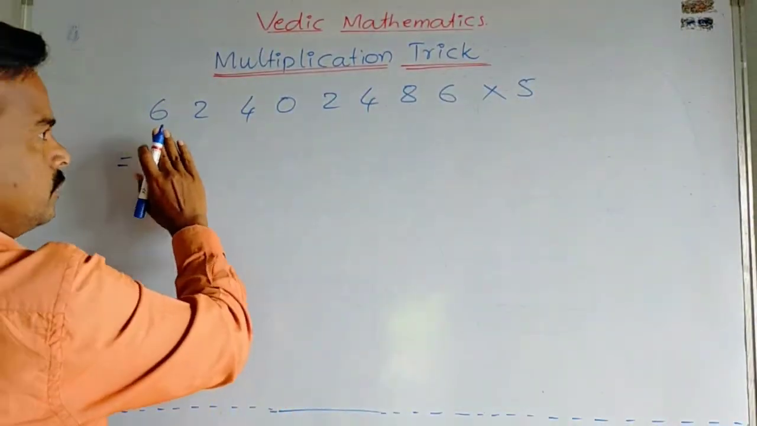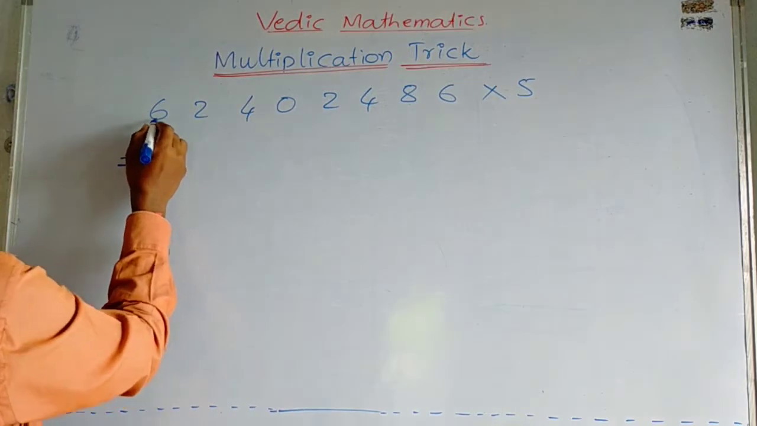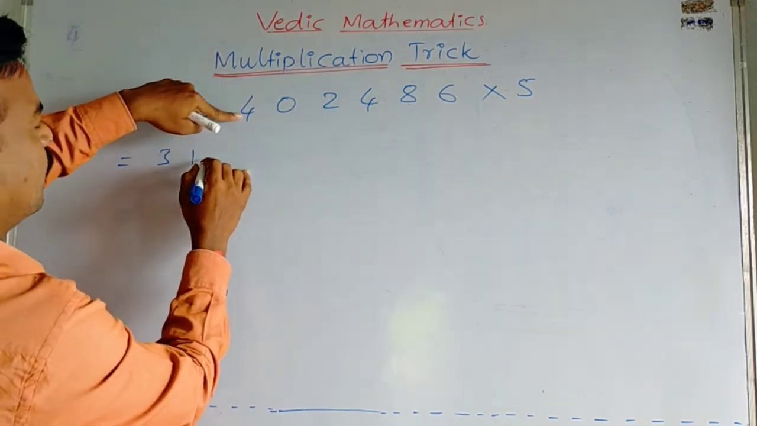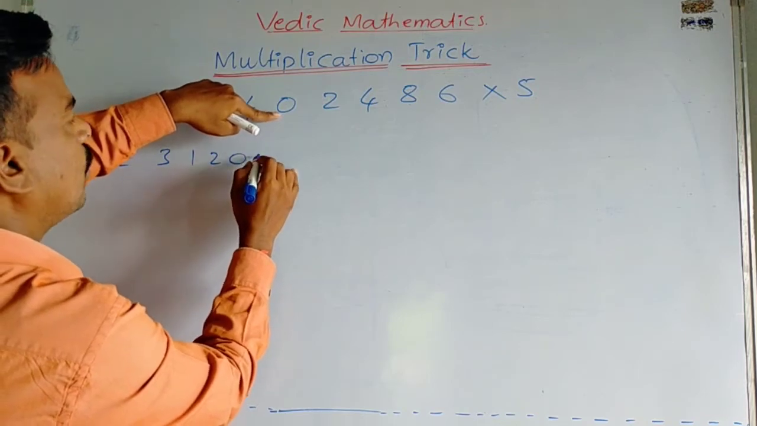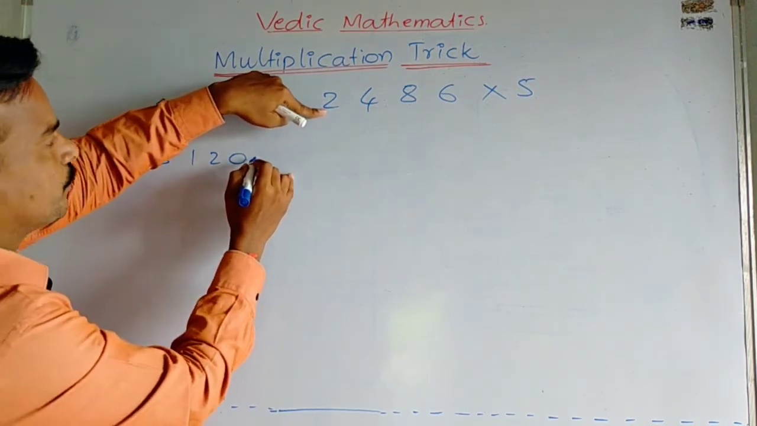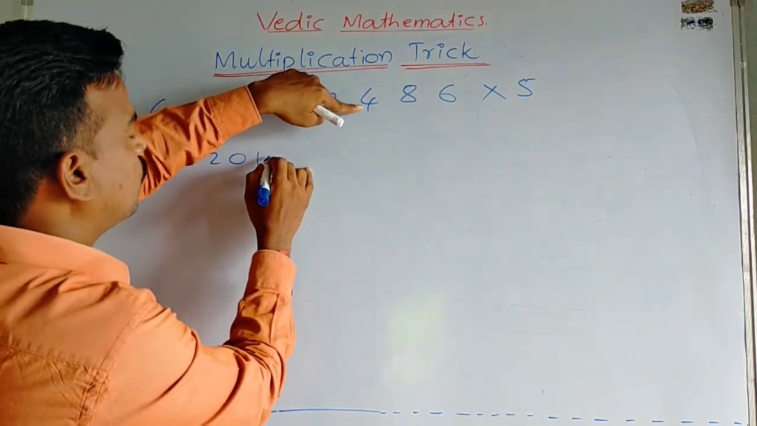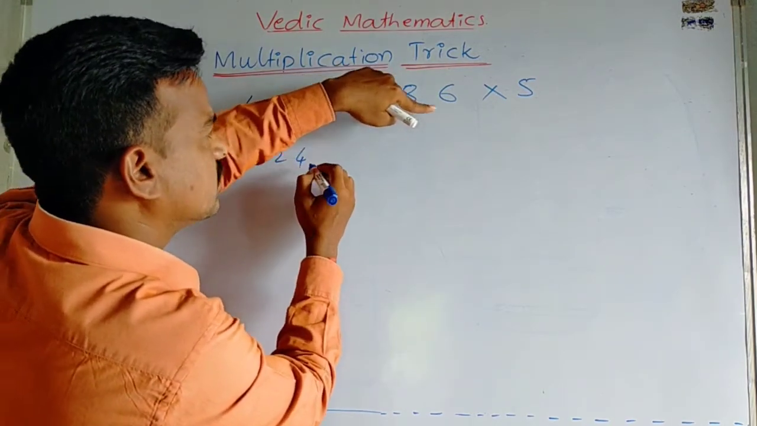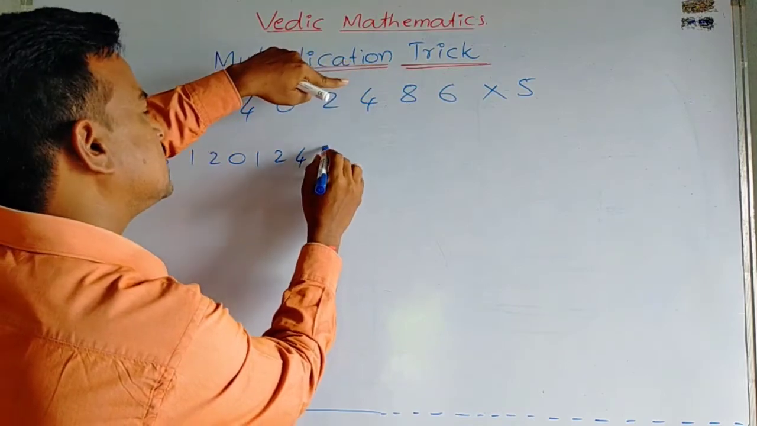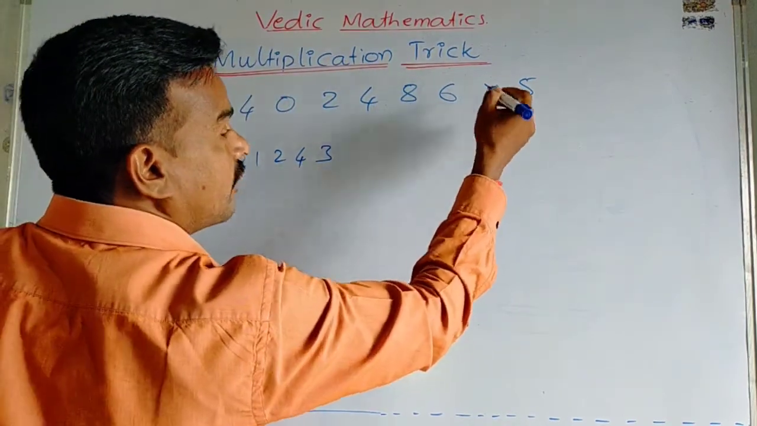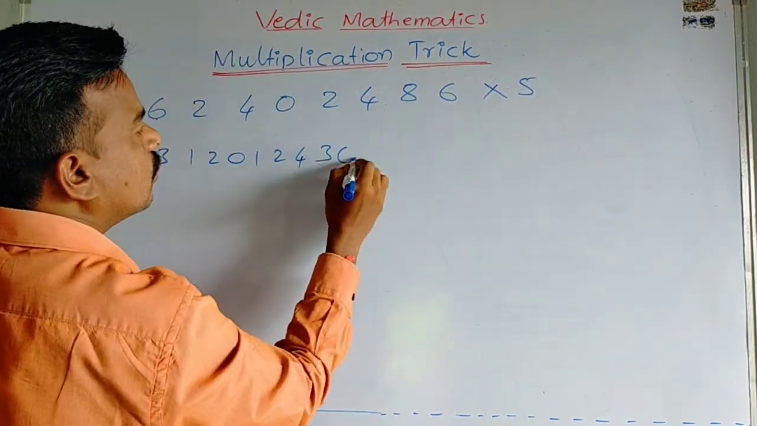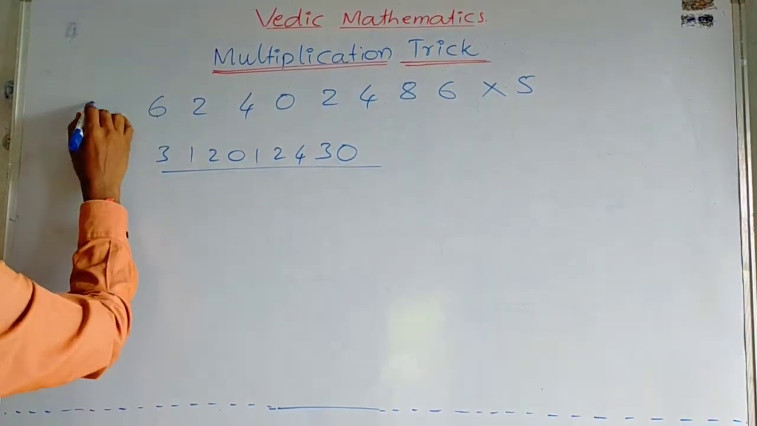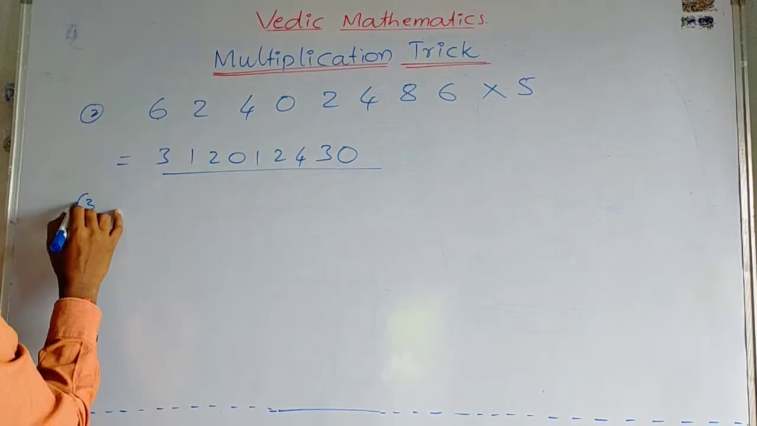So directly we can write: what is the half of 6, 3; what is the half of 2, 1; what is the half of 4, 2; what is the half of 0, 0; and what is the half of 2, 1; what is the half of 4, 2; what is the half of 8, it is 4; what is the half of 6, it is 3. And after multiplying by 10 we get 0, and half of 0 is also 0, so this is the answer. Okay, and let us take one more example.